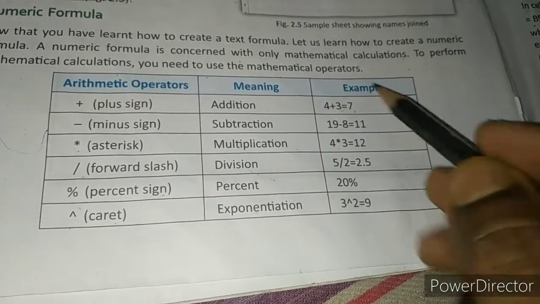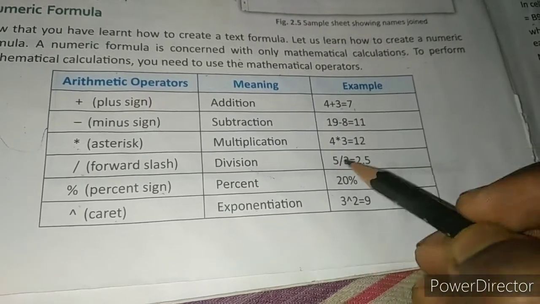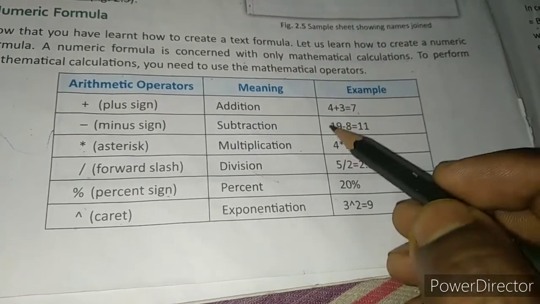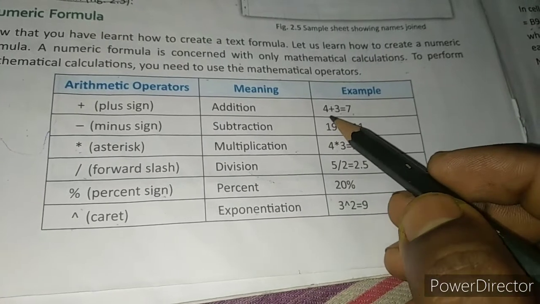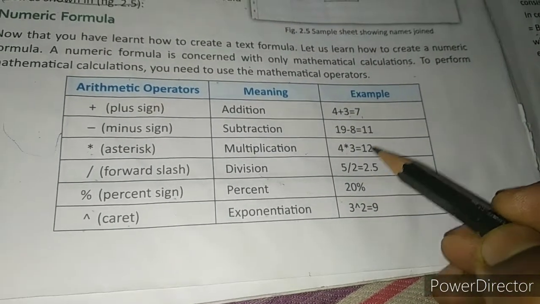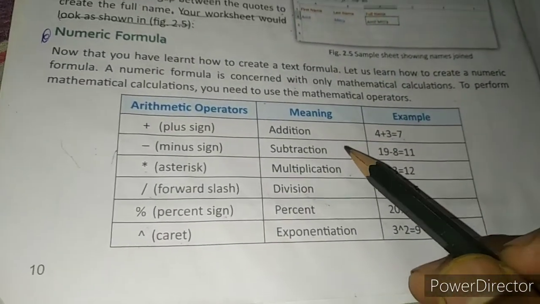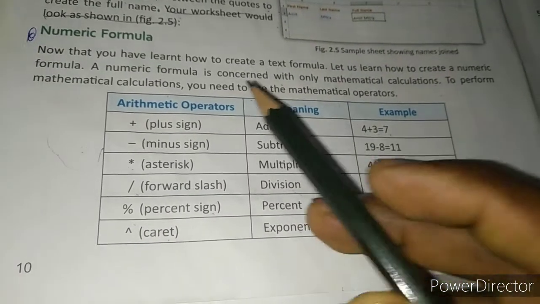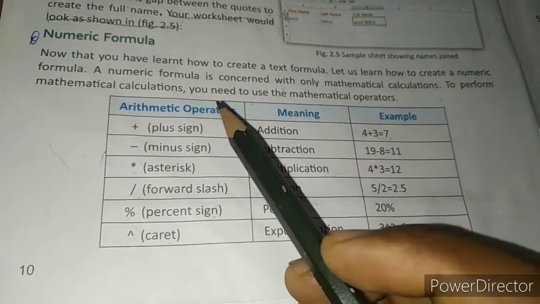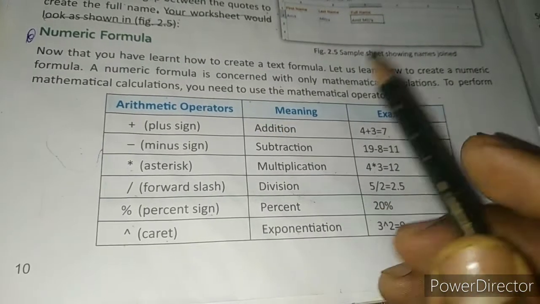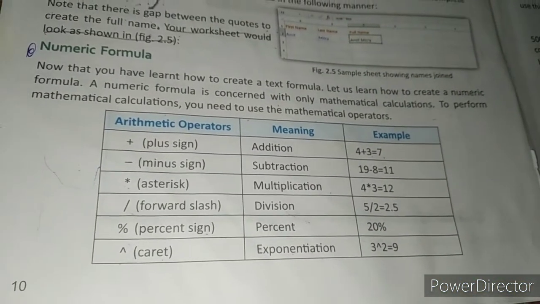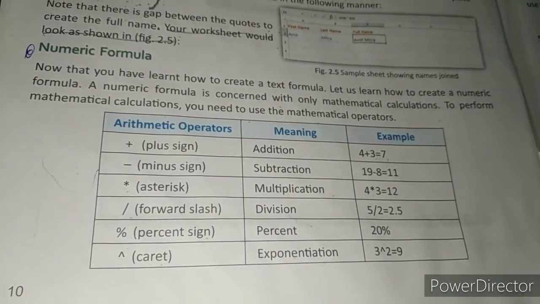So when numbers and operators are used in the formula, this type of formula is known as a numeric formula. This is used to do mathematical operations, mathematical calculations, right?